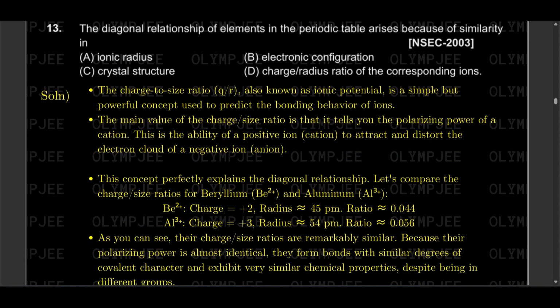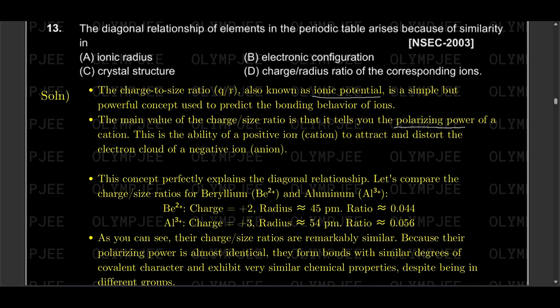The diagonal relationship of elements in the periodic table arises because of similarity in. So the correct answer would be the charge by radius ratio, because the charge by radius ratio is also known as the ionic potential, and it is a simple but powerful concept used to predict the bonding behavior. So the chemical properties is depicted by the charge by radius ratio. So it tells us about the polarizing power of the cation.